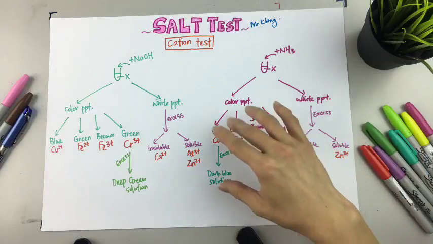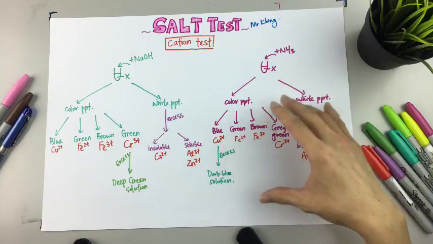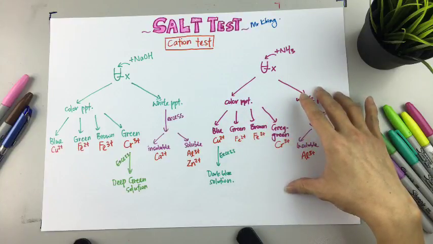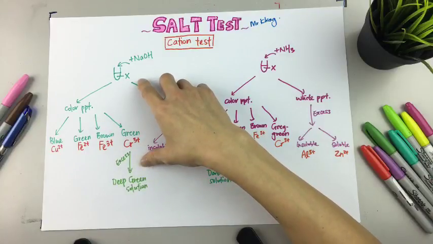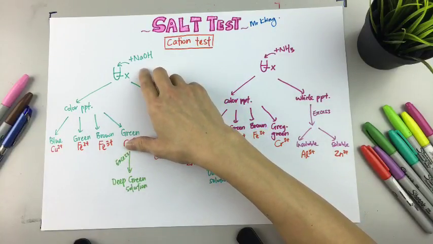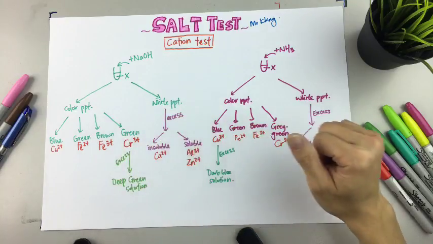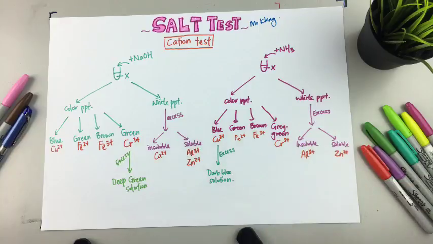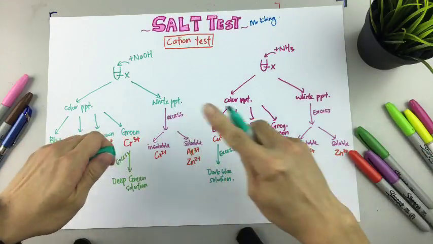Okay, so this is what I summarized for you guys so you can remember easily. You can test with sodium hydroxide, and these are the outcomes that you form. Next, other than this, there's one more cation to be tested.